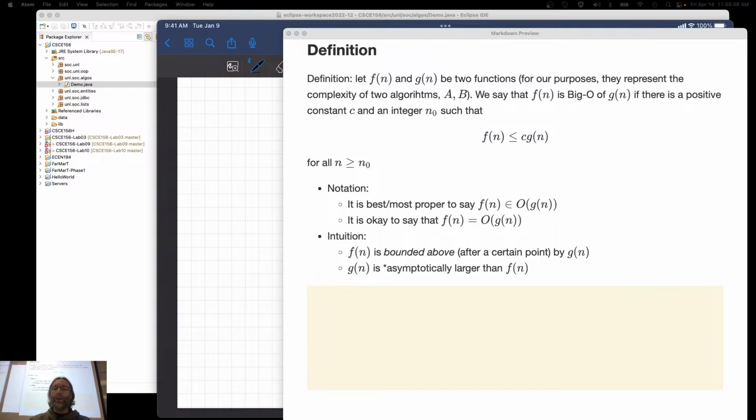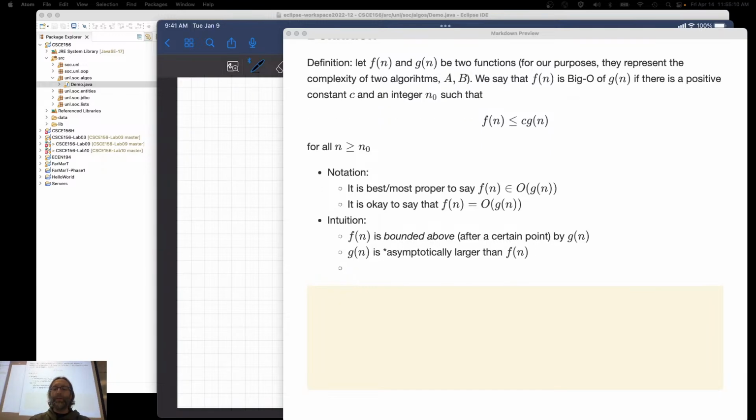Or to flip that around, if we did it from the f of n's perspective, f of n is asymptotically less than g of n. And that's where this less than or equal to thing comes in. F of n is less than or equal to g of n, right? It makes sense when you just look at it from the algebraic perspective. But we're talking about asymptotically here because it's not always the case, okay?